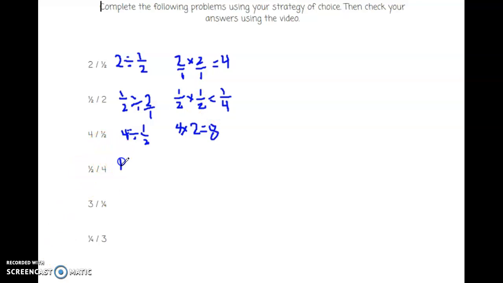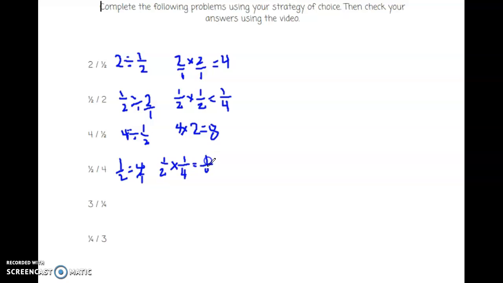1/2 divided by 4. Keep the 1/2. Change the sign to multiplication. And then remember the whole number 4 looks like 4 over 1, so the reciprocal is 1 over 4. And then if you multiply it out, 1 times 1 is 1, and 2 times 4 is 8.